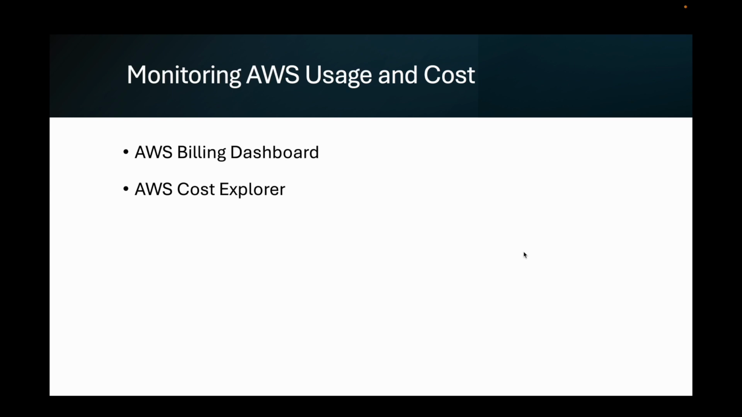Example, EC2 usage by instance type. Next, we have AWS Budgets. AWS Budgets allow you to create custom budgets for your AWS spending. You can set up costs and usage thresholds and receive notifications when your spending approaches or exceeds the predefined limits.